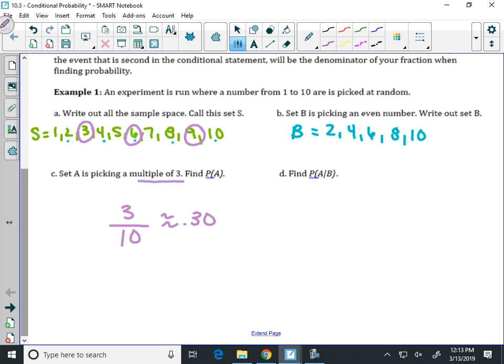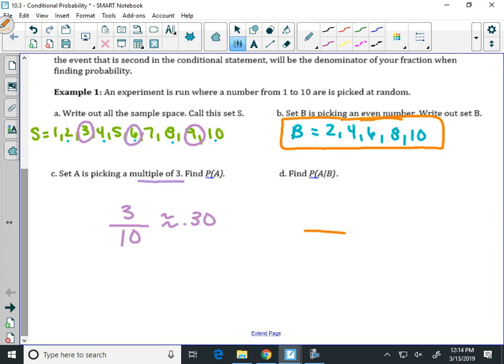Part D has a condition on it. It's saying find the probability of A given B. This means find the probability of A, a multiple of 3, given that an even number has been picked. When there's a condition on it, we're not looking at every single possible outcome. We're only looking at the outcomes of the second thing, B. So B now becomes our new sample space. We are only looking at set B.